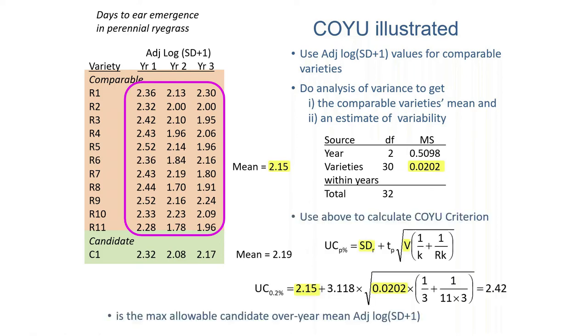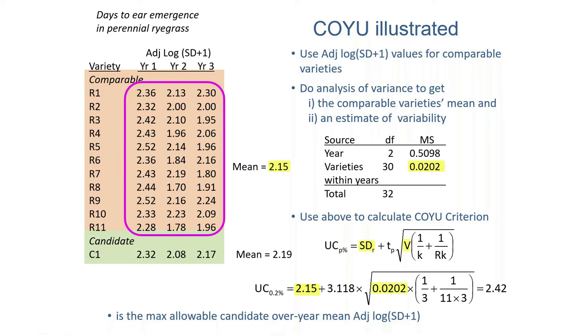And to do that, we take our formula. So here's a formula, you'll find it in TGP8, and we simply slot in our values from the analysis of variance. So you can see here we have the mean of the comparable varieties. We have a t value, we have the variability from the analysis of variance, we have 3 as the number of years, 11 is the number of comparable varieties. We work out our value and we get an answer of 2.42. 2.42 is our COI-U criterion, and it is the maximum allowable candidate uniformity.